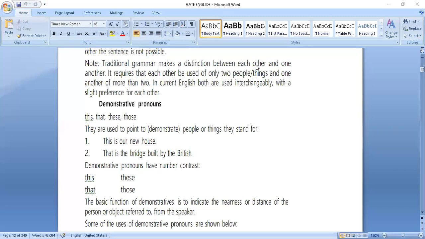My parents used to listen to those old Hindi songs. Is it correct? Is it clear to you people? Yes, ma'am.